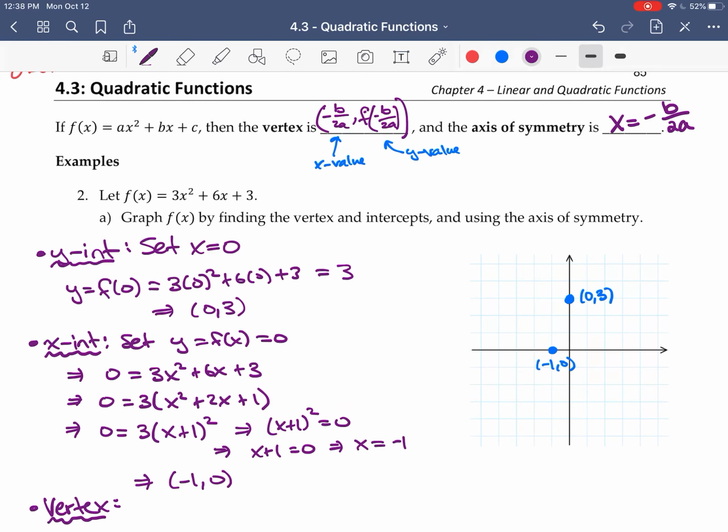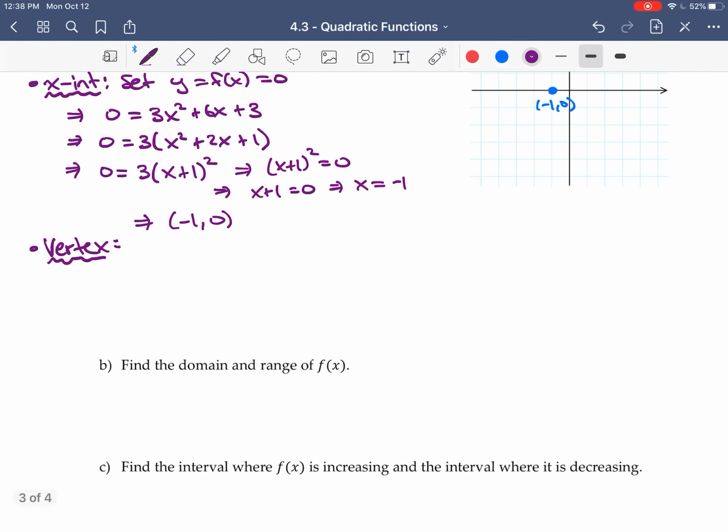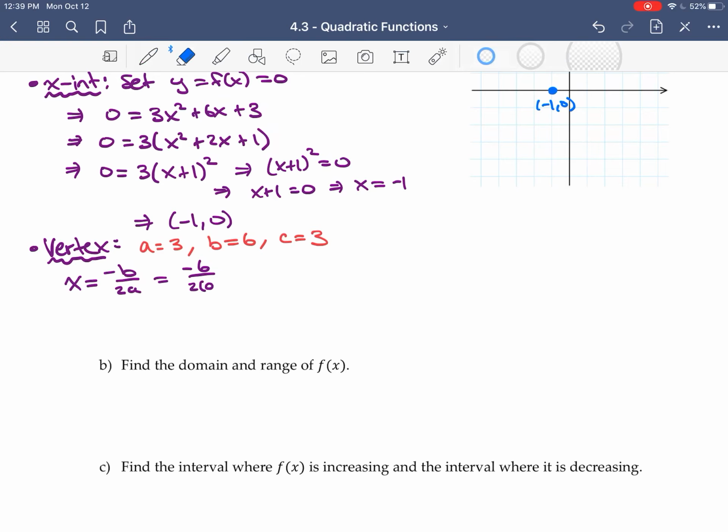The vertex has x value negative b over 2a. For this one, a is 3, b is 6, and c is also 3. So the vertex is going to have x value negative b over 2a, which is negative 6 over 2 times 3, which is negative 6 over 6, which is negative 1. So we have a vertex at the x value negative 1. The y value is going to be f of negative 1, but we actually already know that's 0.